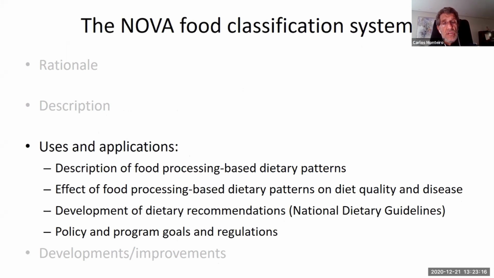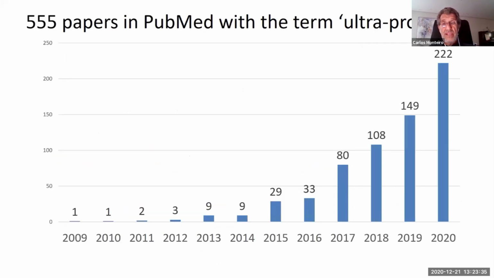So how NOVA has been used in different situations. I'll give you some examples. So the first is on describing food processing based dietary patterns. A second uses the assessment of the effect of food processing based dietary patterns on diet quality and health and disease, development of dietary recommendations, policy and program goals and regulations. The most important use of NOVA is in studies, in scientific papers.